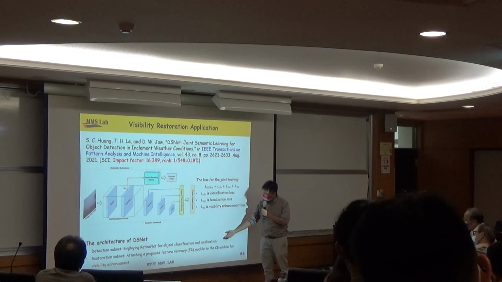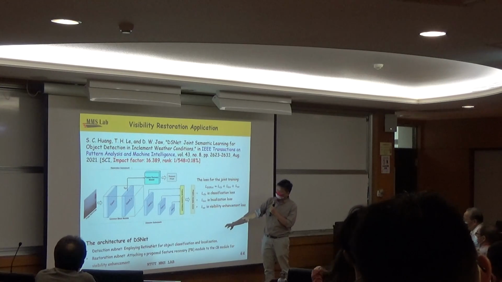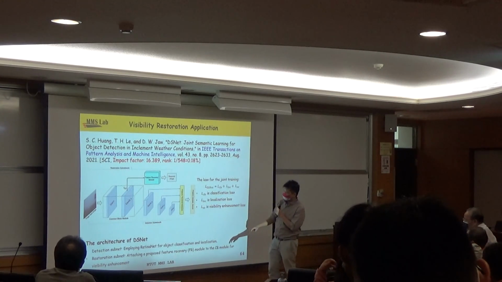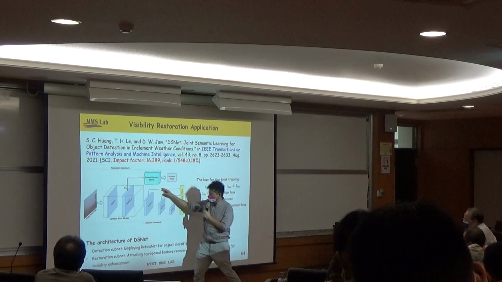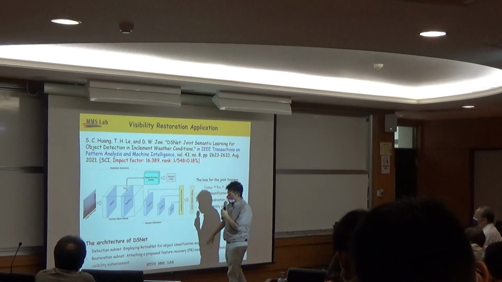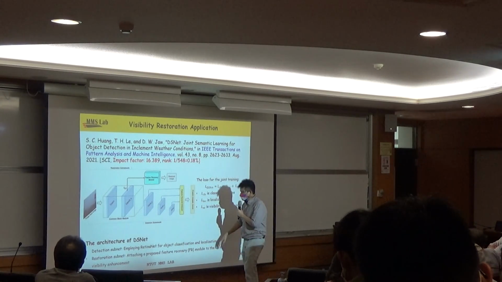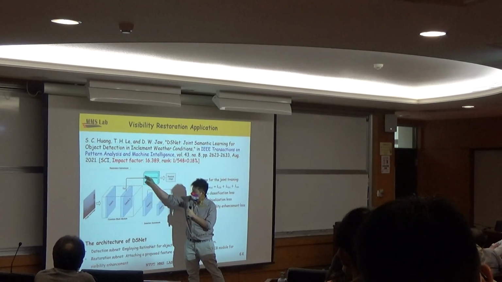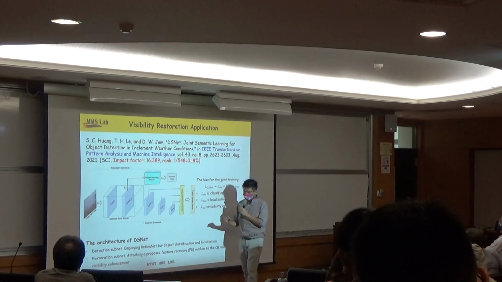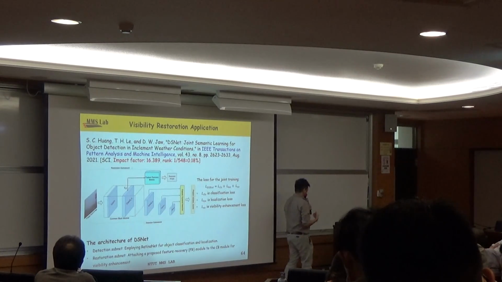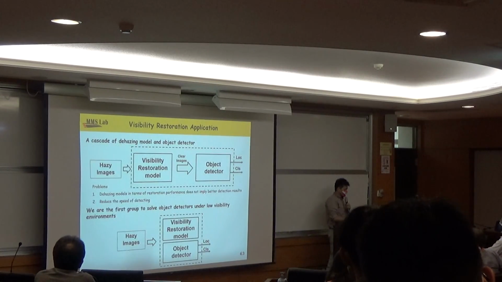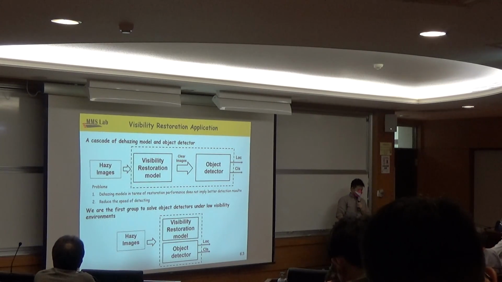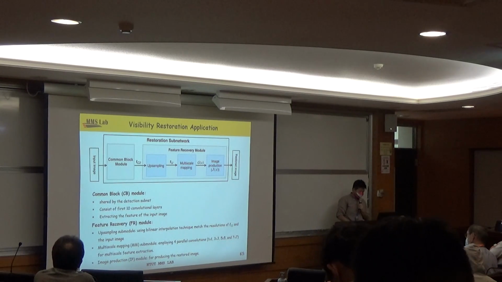So in this, we have two parts. The first part is the detection subnetwork, here, this part. And the second one is the restoration subnetwork, this part. So we are the first group to parallelize the visibility restoration model and the object detection, and we get better performance in this way.